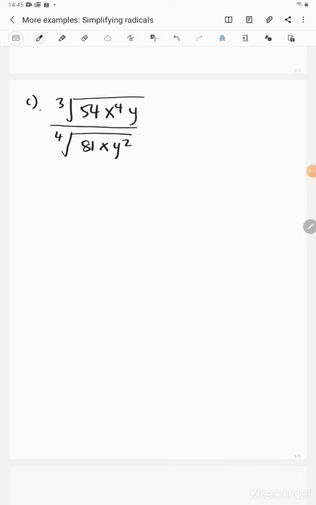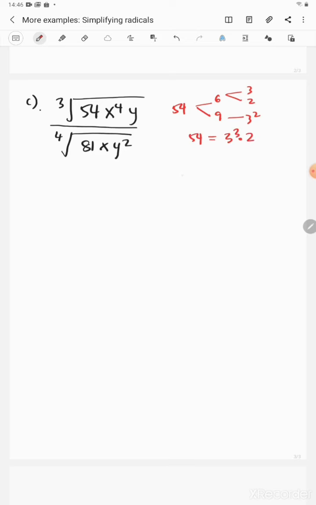Okay, this is example C. We can see here we have cube root of 54 x power 4 y divided by root of 4 81 x and y square. And normally we will think, okay, for number 54, this is the multiplication of 6 and 9. And then kita pecahkan lagi jadi 3 darab 2. And then 9 is basically 3 power of 2. Alright, so therefore 54 is equal to 3 power of 3 multiplied by 2.